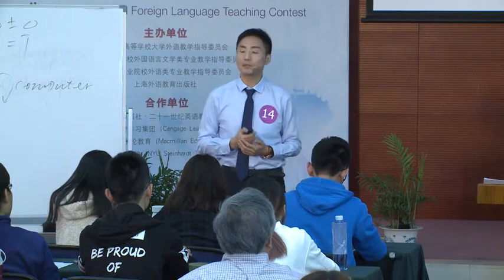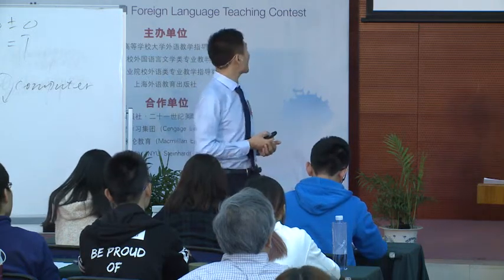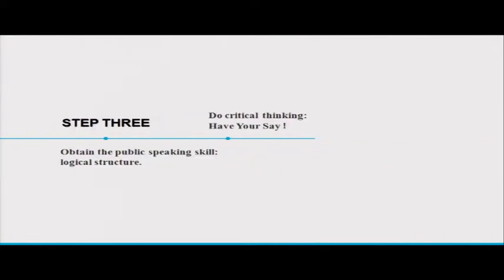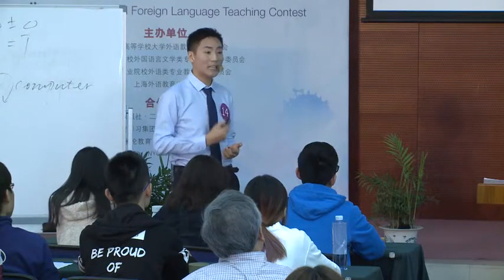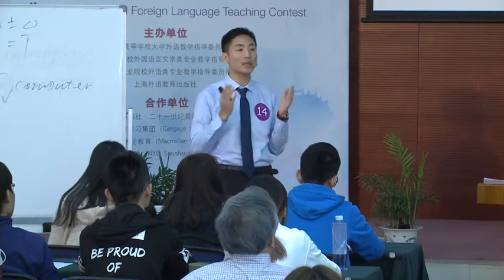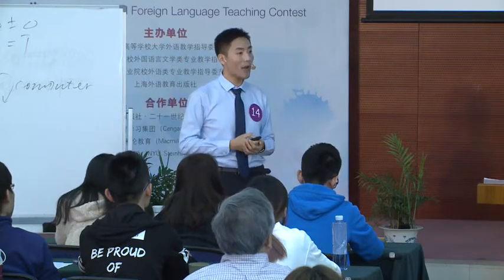So your ideas have inspired me also. So I'm going to make a summary of this class. Now, in this class, we have taken 3 steps. Step 1, we reviewed the important lesson skill of prediction. And in step 2, we have acquired the listening skill of visualization, and we have done some relevant exercises to enhance this skill. And in step 3, we have obtained an important public speaking skill of logical structure. Last but not least, we have practiced our brain, right? So in this class, we have practiced our ears, our mouth, and our brain.